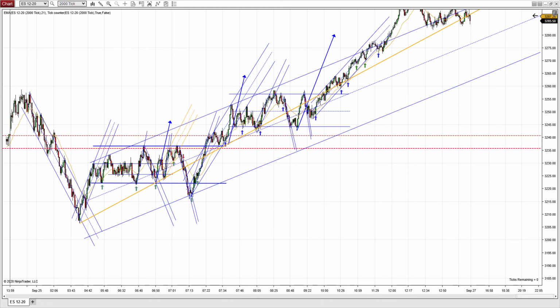A huge uptrend today. There's probably some shorts that you could argue for today, but in a trend like this, I'm not going to go short. Very rarely. So let's dive into the chart.